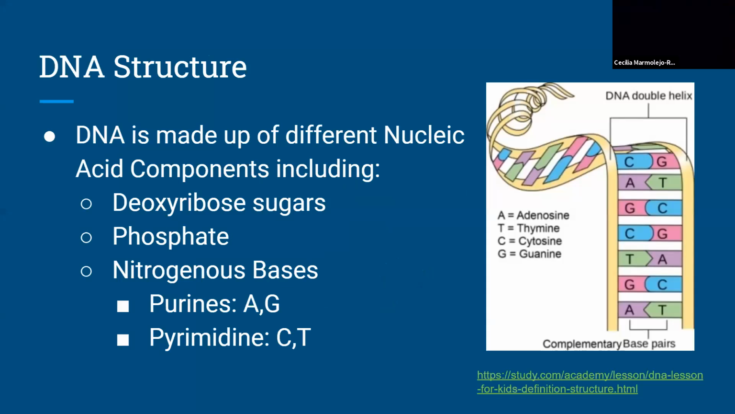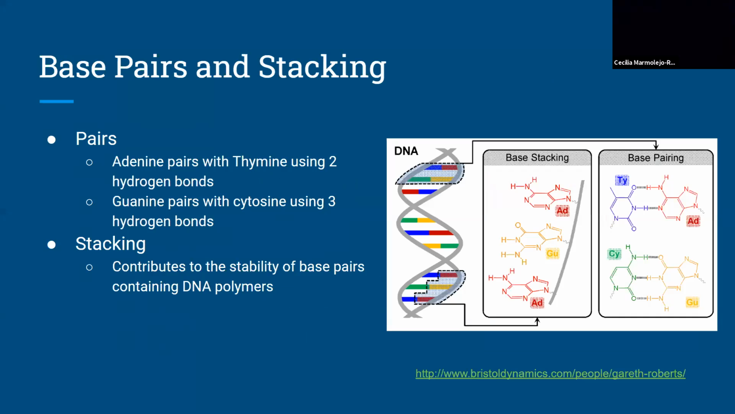And adenine always pairs with thymine, and cytosine always pairs with guanine in a DNA molecule. And these pairs are made out of 2 hydrogen bonds for adenine and thymine, and 3 hydrogen bonds for guanine and cytosine. Another way that it forms more stability is through stacking, as seen on the right side.